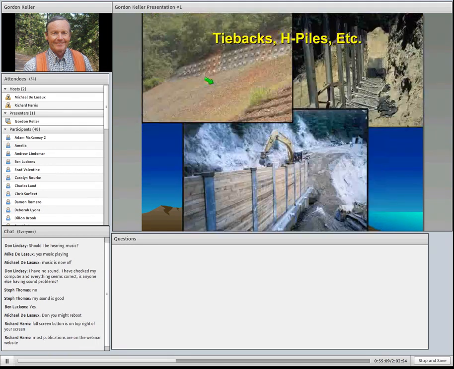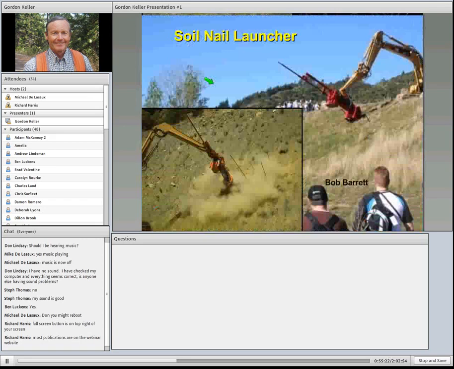Then there are a few exotics like tiebacks and H-piles. They're for certain locations where you have specific problems, deep foundations. Very effective, but very expensive. And there are things like the soil nail launcher, which the Forest Service helped develop, and Soil Nail Launcher Inc., I think, with Bob Barrett, use it today. You can come into a site without having to excavate, so you can stabilize an area quite rapidly. It has some advantages over conventional retaining structures.